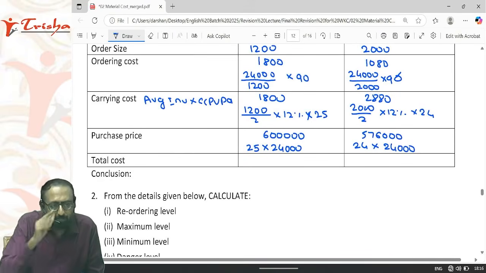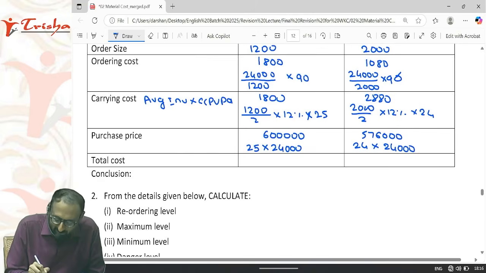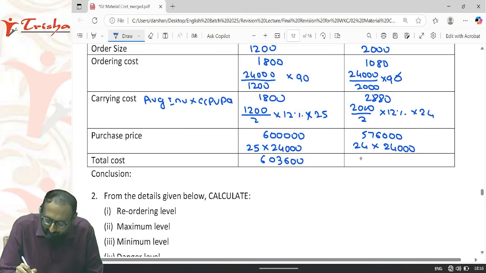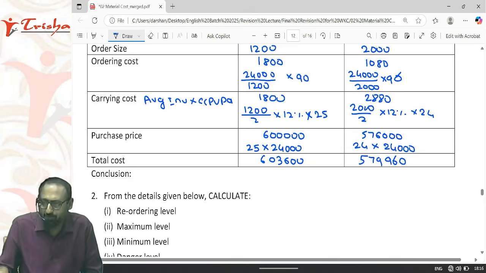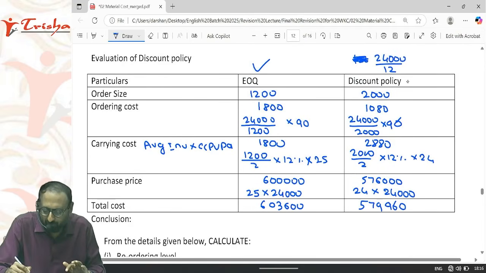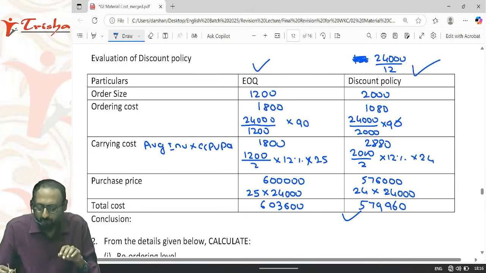5,76,000. Now tell me what will be the total cost under economic order policy, Sirji? 6,03,600. In the next, what will be the answer, Sirji? 5,79,960. Which policy should be followed by the company, whether to go for economic order quantity or for discount policy? Where your cost is lowest? Discount policy cost is lowest.